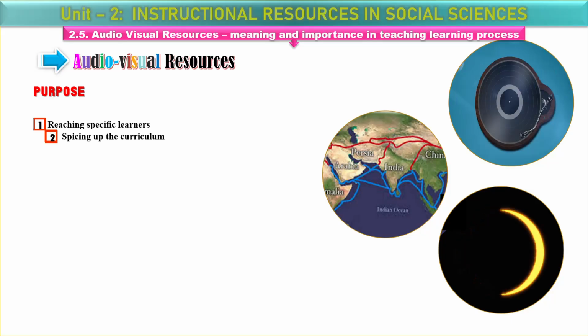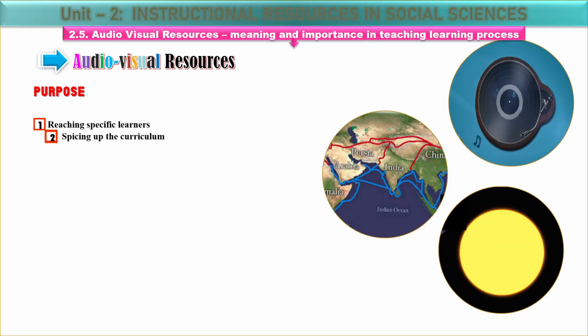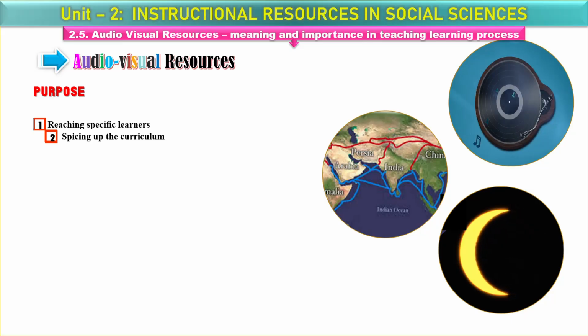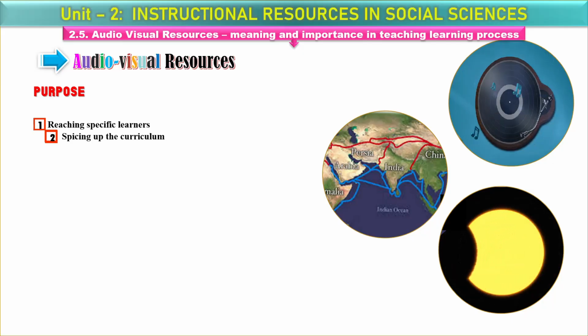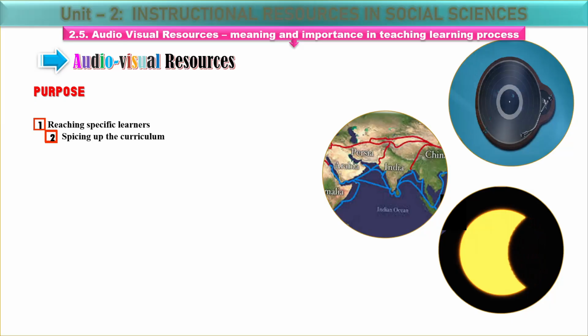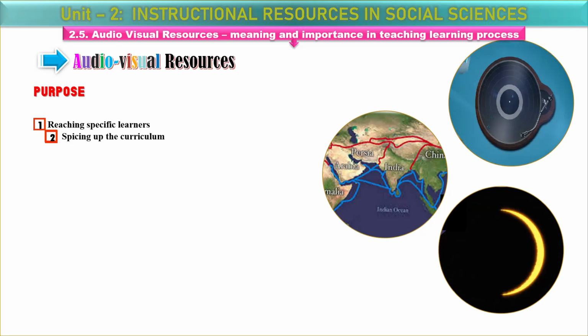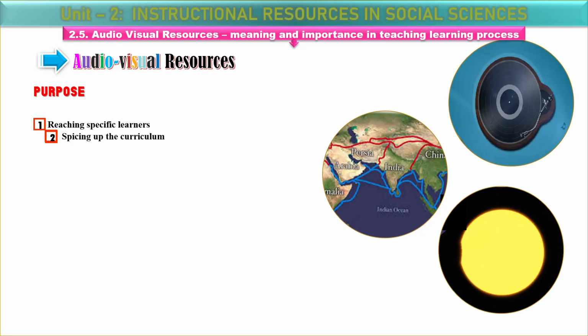So second one is spicing up the curriculum. Spicing up the curriculum means experienced teachers have observed firsthand the importance of audiovisual aids in keeping students focused on the lesson. So you know that attention span is not more than 20 or 25 minutes. So audiovisual aids in the classroom add diversity to an instructor's, that is teacher's, lessons, whether you teach a group of preschoolers or college students. So incorporating audiovisual aids into your lessons helps you keep students' attention.